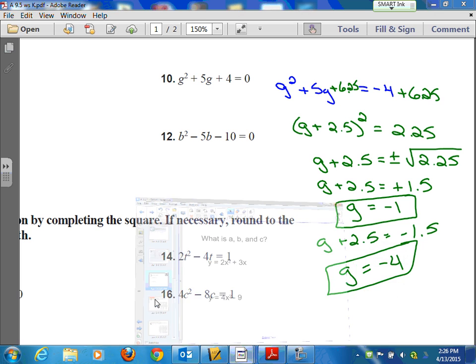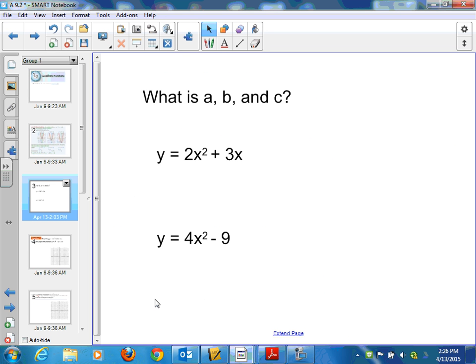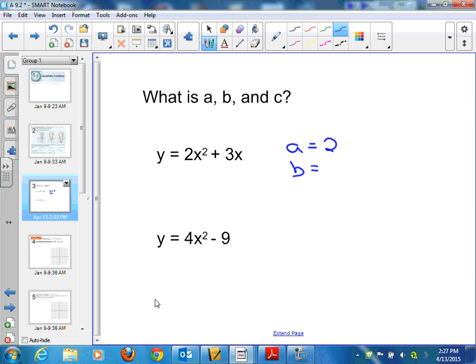All right, the first one is 9.2. Now, here's what I saw in 9.2. We have to identify the A, B, and C. So, for example, it says, what is A, B, and C for this problem here? And the number in front of x squared is your A. So, A equals 2. B is the number in front of x, so that's your 3. Now, there isn't a C, so our C is 0.